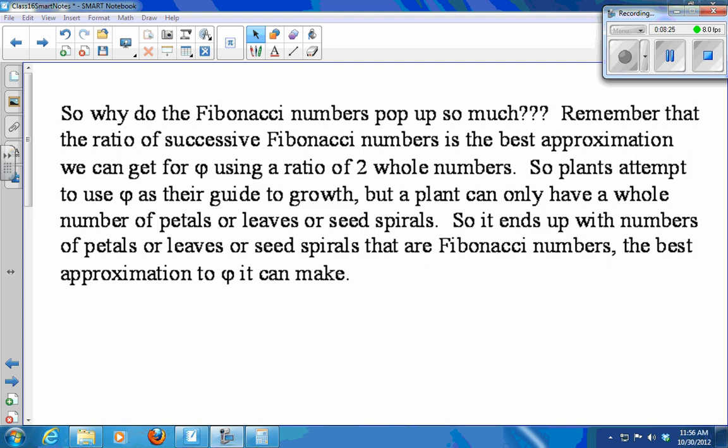So plants attempt to use phi as their guide to growth, but a plant can only have a whole number of petals or leaves or seed spirals. So it ends up with numbers that are Fibonacci numbers in its attempt to use phi to guide its growth.